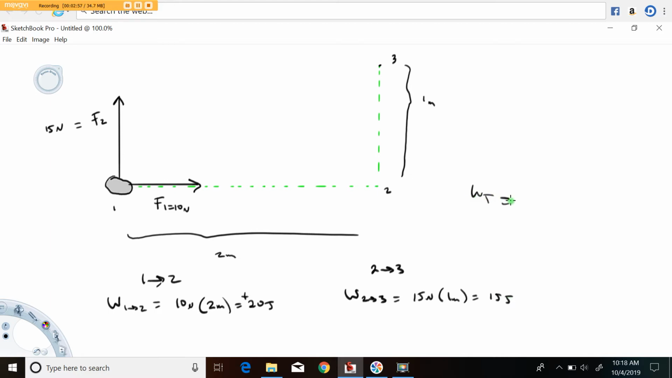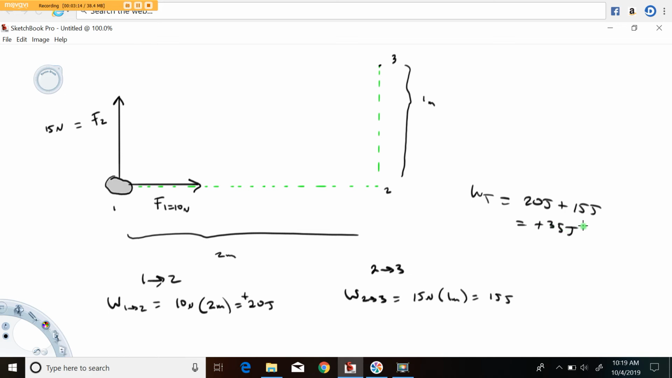The total work done on this object by these two forces from 1 to 3 is, of course, the sum of the work from 1 to 2 plus the work from 2 to 3. So that's going to be 20 joules plus 15 joules, which is plus 35 joules.